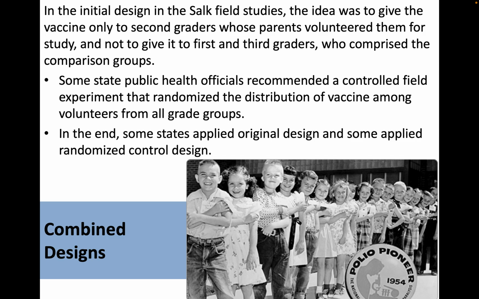In the initial design in the Salk field studies, the idea was to give the vaccine only to second graders whose parents volunteered them for the study, and not to give it to first and third graders who comprised the comparison group. Some state public health officials recommended a controlled field experiment that randomized the distribution of vaccine among volunteers from all grade groups. In the end, some states applied the original design and some applied the randomized controlled design.